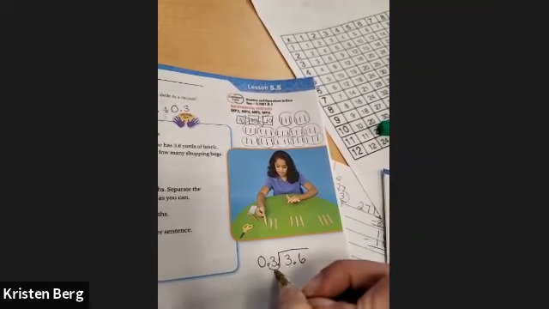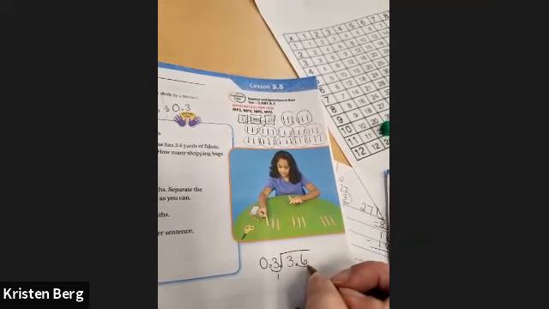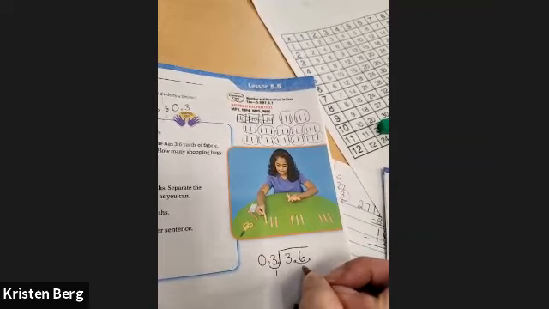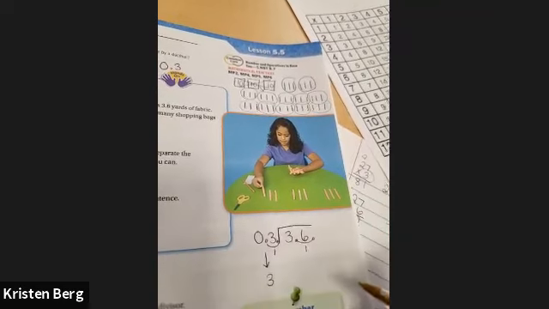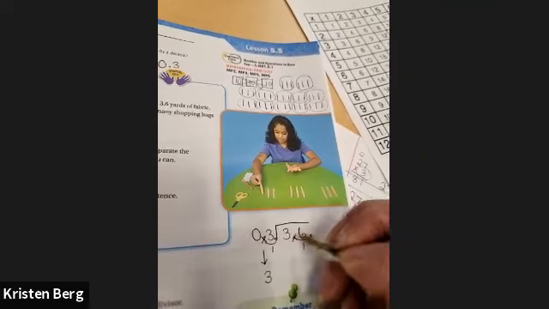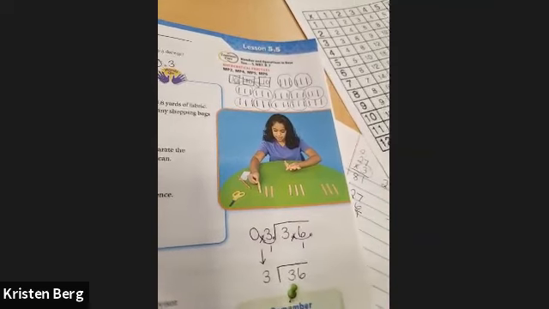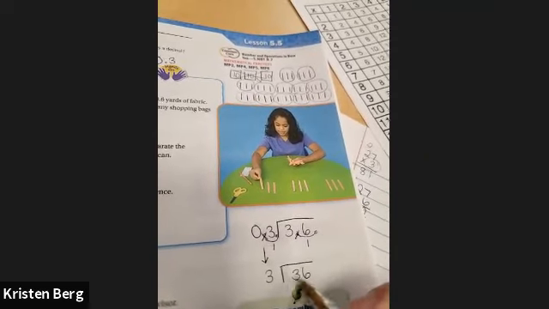So if I move this one over one place, I must do the same over here and move it one place. Then after I do that, I'm going to rewrite my number, and this is now going to be 3. So this is no longer a decimal. The decimal is no longer here. So 3, and then this would now be 36. And then I just divide like normal. How many 3s can go into 3?